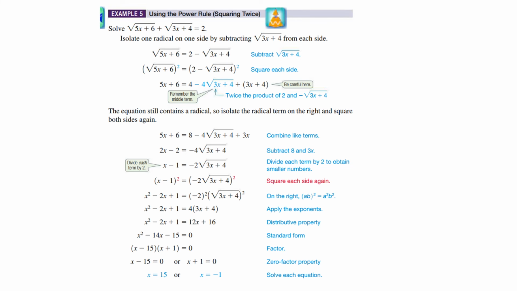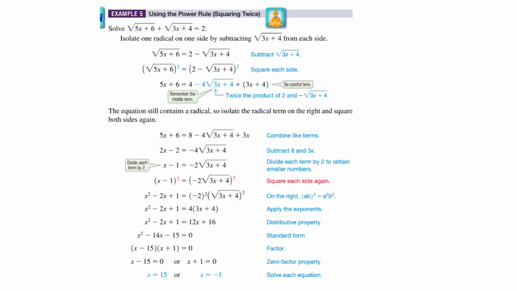And again, we simplify. We get all the terms with x and constants on the left-hand side. We will get 2x minus 2 is equal to minus 4 times the square root of 3x plus 4. And now we're going to divide all the way through by 2. That gives us x minus 1 is equal to minus 2 times the square root of 3x plus 4. Now we're going to square both sides.